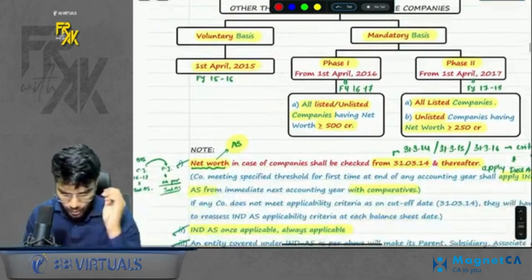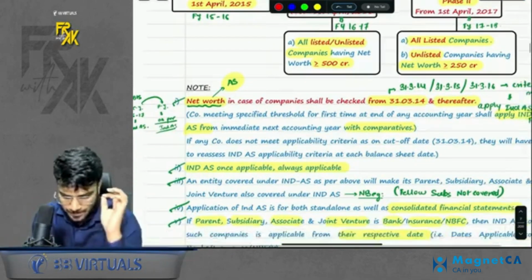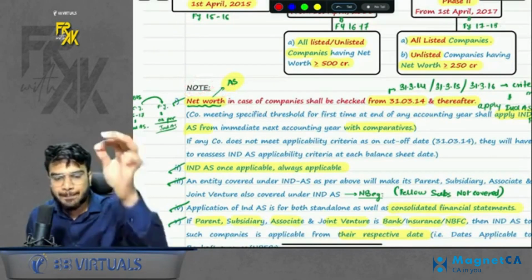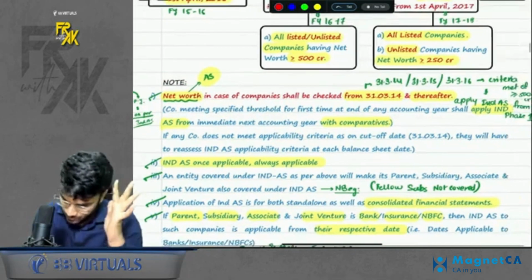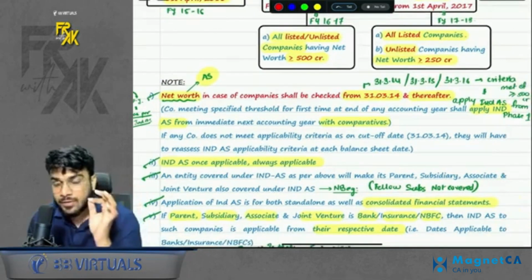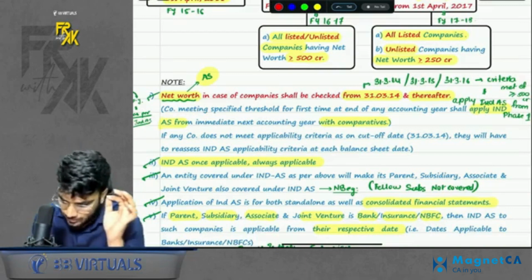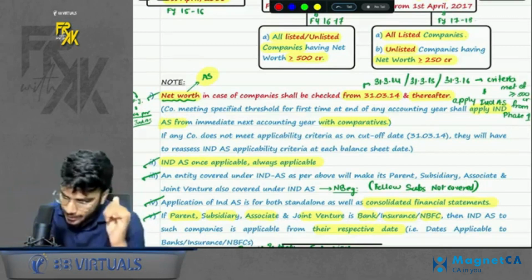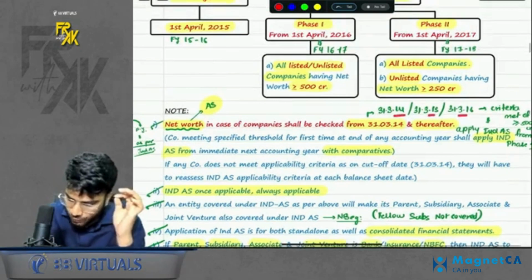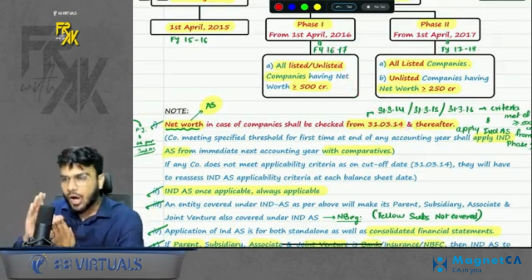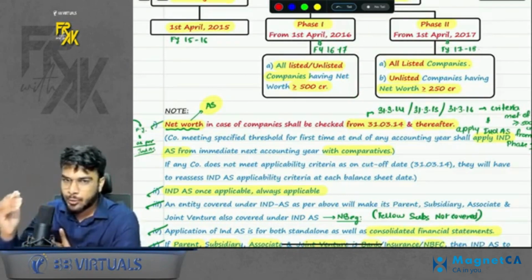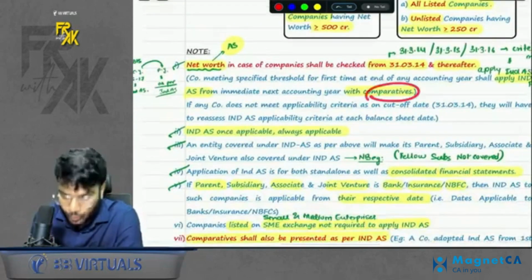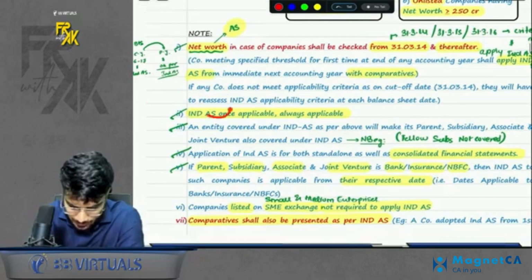Simple. Now, some important points to be discussed. First point, the calculation of net worth will be as per AS and not Ind AS, because as of now, the balance sheet available with us is as per AS only. Okay. Next point, the net worth which we should check, we should start checking from 31st March 14 and thereafter. That means if the net worth criteria of 500 is met in 14, 15 or 16, then you will fall under phase 1. If it is met thereafter, or the net worth is less than 500 and greater than equal to 250, then you will fall under phase 2. Okay, do remember, if you are applying Ind AS, apply it to your current year comparatives as well. Ind AS once applicable, always applicable.